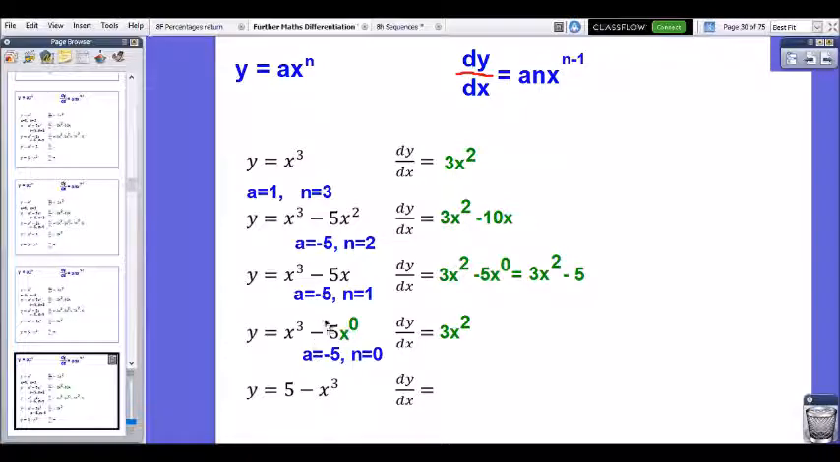Okay, so if you don't have an x term, if you just have a constant term, so just a number with no x, that always just disappears when you differentiate it. Okay, so 3x squared is my final answer for that one.